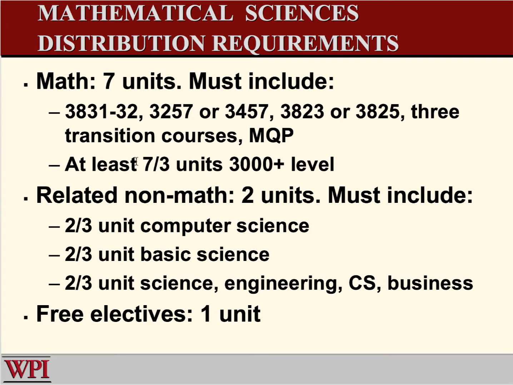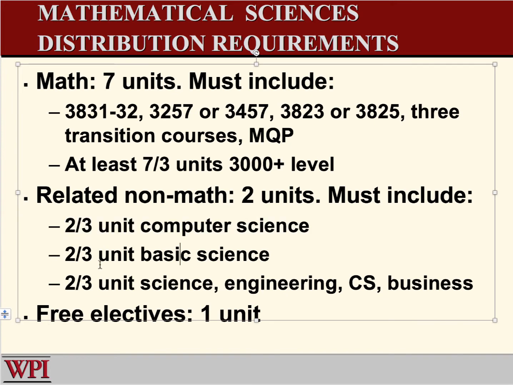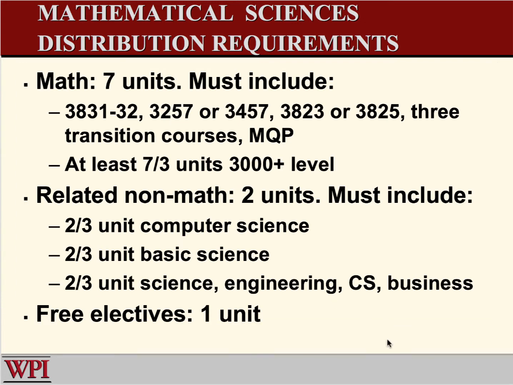You also need at least 7/3 units of 3000 or higher level math, and then 2 units of related but non-math courses, including 2/3 unit computer science, 2/3 unit basic science, and 2/3 unit science, engineering, computer science, or business, and then 1 unit of free elective, so 3 free elective courses. That's our math sciences major in a nutshell.